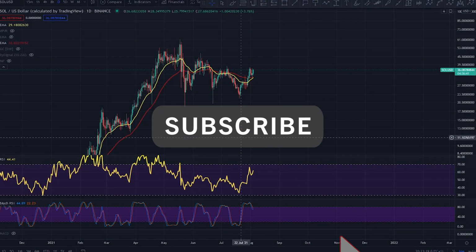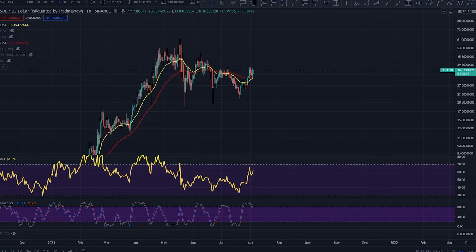This is CoinsKid. Just going to dive into Solana. The ticker is SOL versus USD. This is traded on Binance.